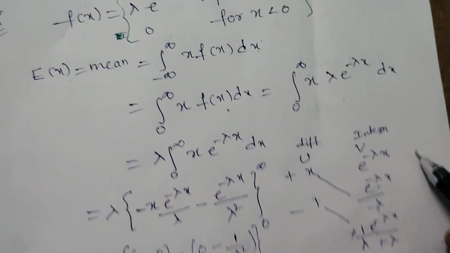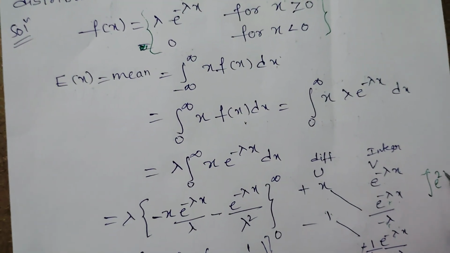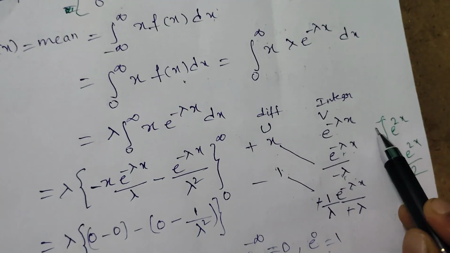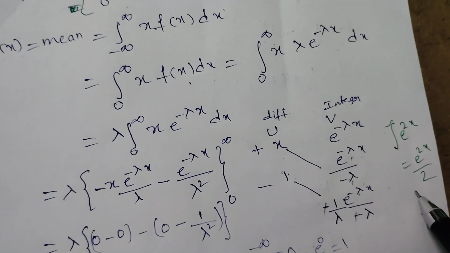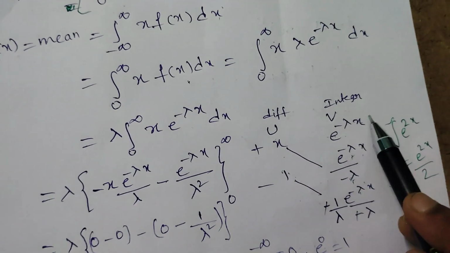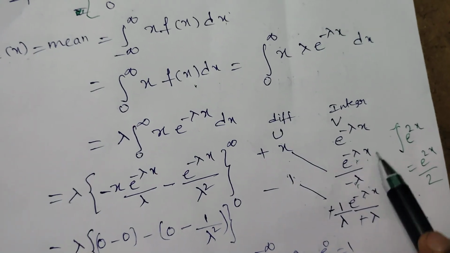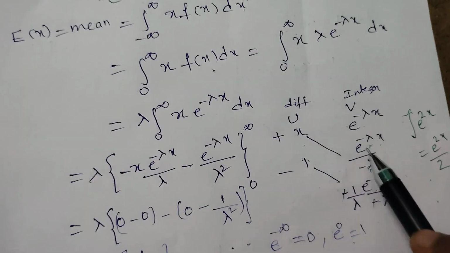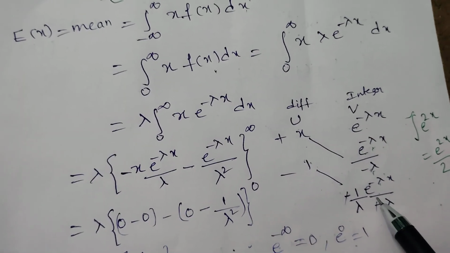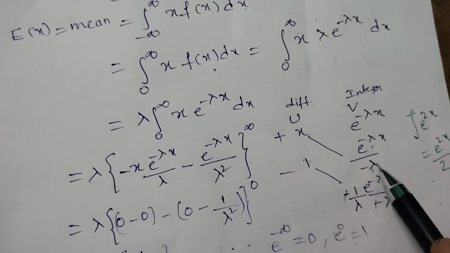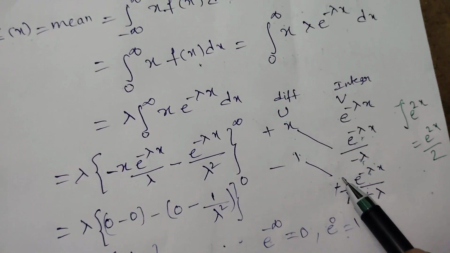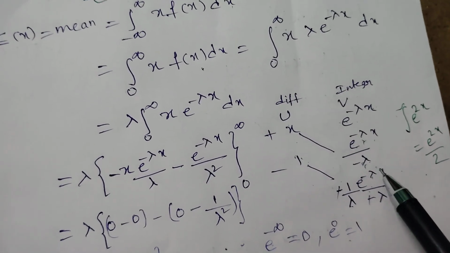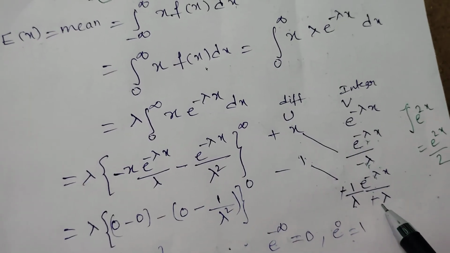Okay, so e power 2x integration is what? E power 2x by 2. So that's why e power minus lambda x integration is e power minus lambda x by minus lambda. Again we need to do integration one more time. 1 by minus lambda is a constant, so 1 by minus lambda outside. E power minus lambda x integration is e power minus lambda x by minus lambda.